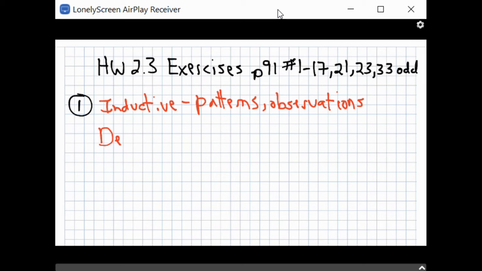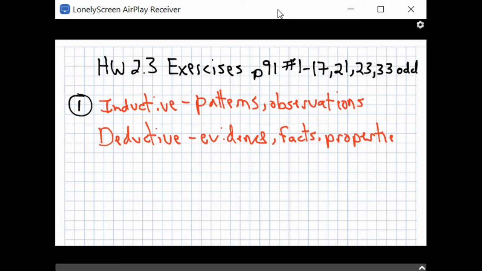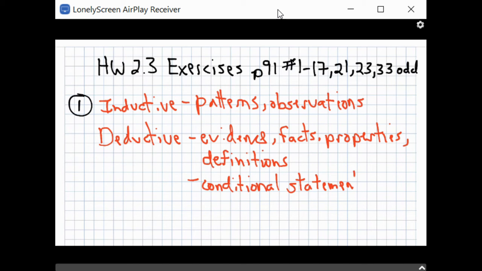Whereas deductive reasoning is based upon evidence, facts, properties, and definitions. Or you could even say conditional statements, which is pretty much what we'll be doing in this chapter. So if you see an if P then Q statement, that is deductive reasoning. If you see a pattern of numbers, then that is inductive reasoning.